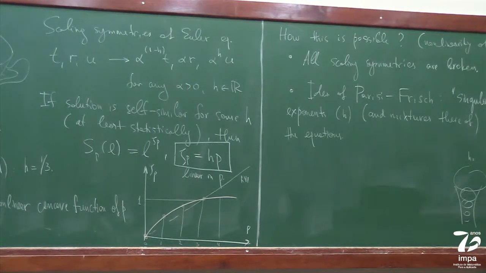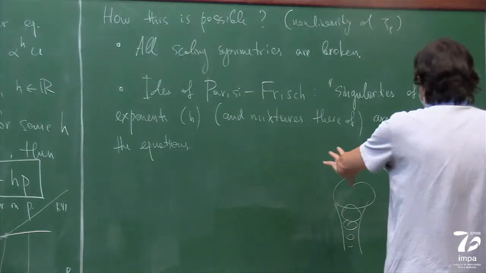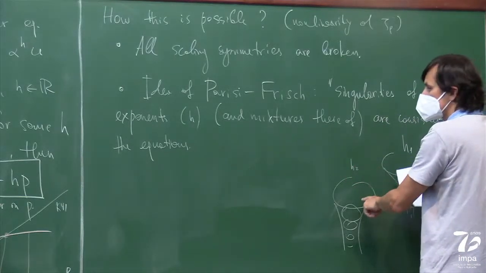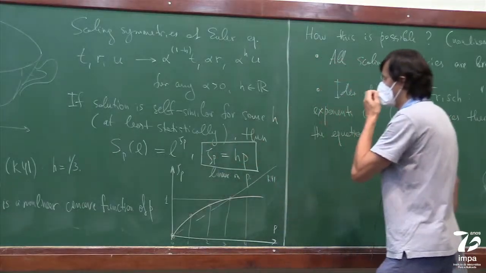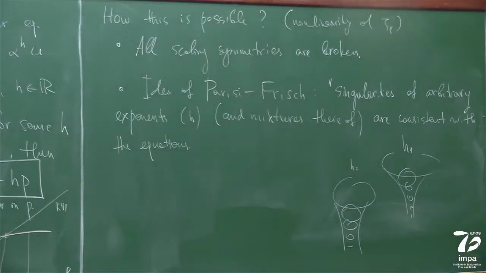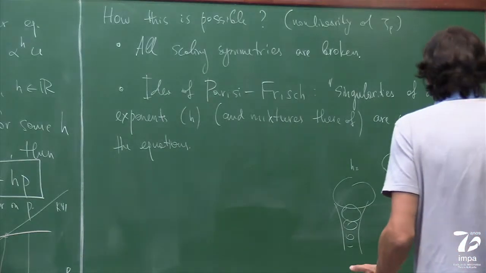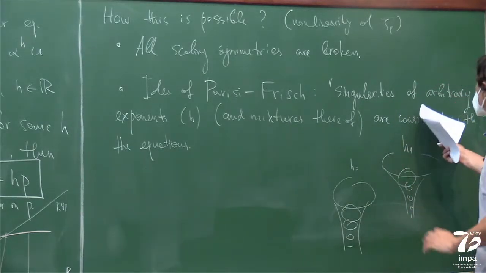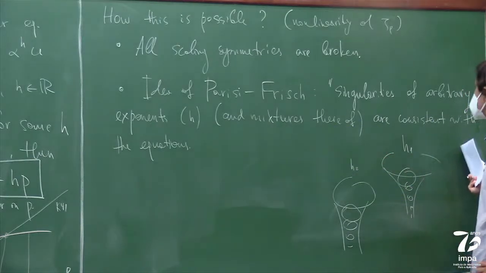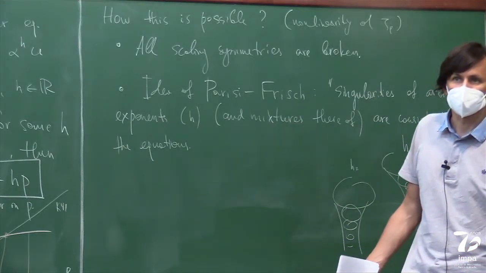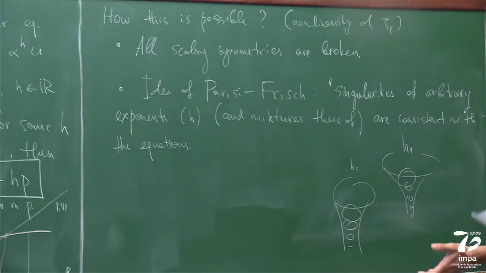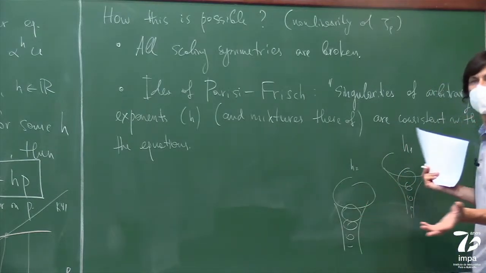And Parisi and Frisch gave this direct way in which the h and the singularities can be connected with zeta p. At the same time, this is certainly far from being any rigorous statement, because you cannot say that an arbitrary mixture of singularities is consistent with the equation, because the equation is nonlinear. So the sum of solutions is not a solution. That's just an image.